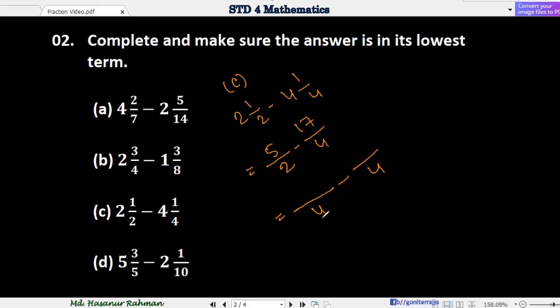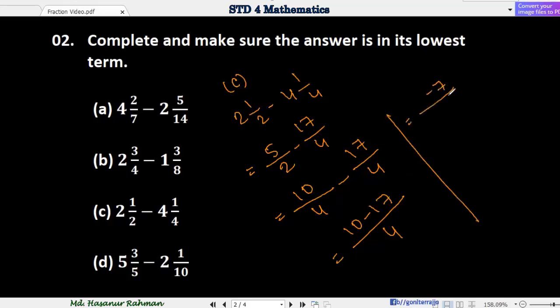2 multiplied by 2, that is 4. 5 multiplied by 2, that is 10. 4 multiplied by 1, that is 4. 17 multiplied by 1, that is 17. So here 4 and 4 are the denominator. So we can write 4 and we have to subtract 10 minus 17. And we know that 10 minus 17 is minus 7. So minus 7 by 4. So if we want to convert this one into mixed, the answer should be minus 1 whole 3 by 4. And that will be the answer of this problem.